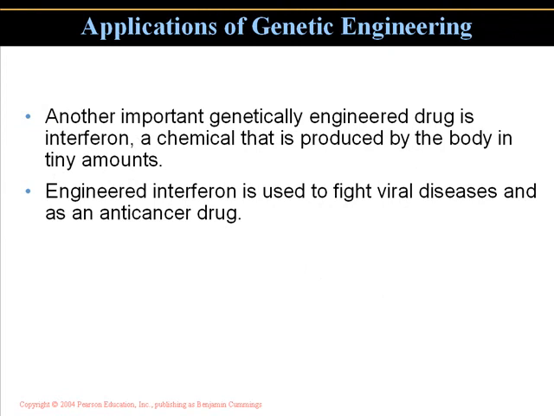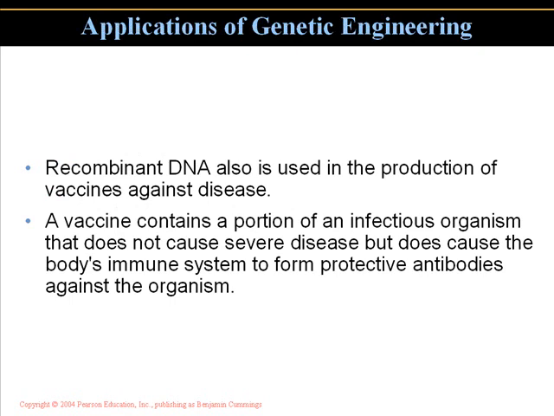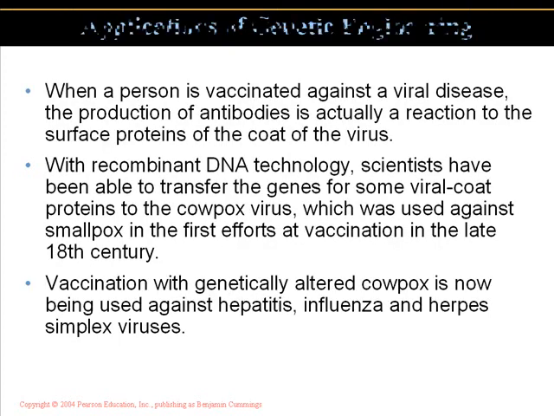Another important genetically engineered drug is interferon. I already talked about that earlier. Interferon helps to fight viral diseases and is very important as an anti-cancer drug. Recombinant DNA is also utilized in the production of vaccines. Vaccines contain portions of infectious organisms that do not cause severe disease, but do cause the body's immune system to form protective antibodies against the organisms.